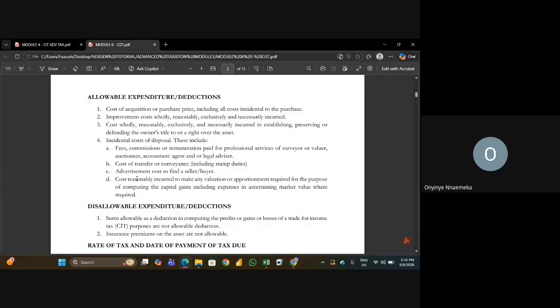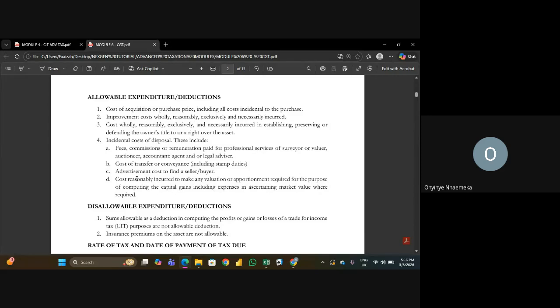Now, if for example what you want to sell is land, the documents that you have are very important. So you decide to collect C of O so that you'll be able to charge a higher price on the land. For you to get C of O, you need to incur money. C of O is you defending your title to the land, and that kind of cost is allowable.